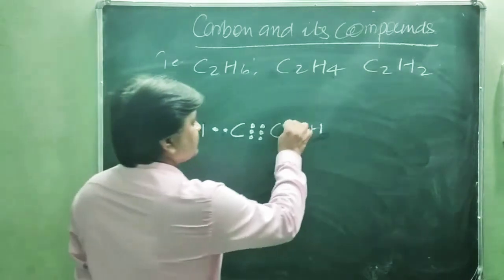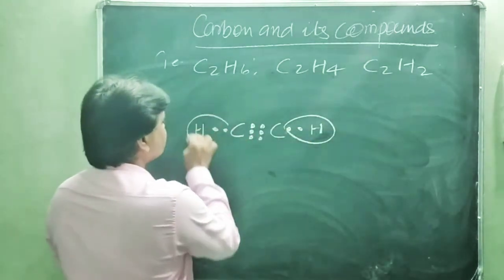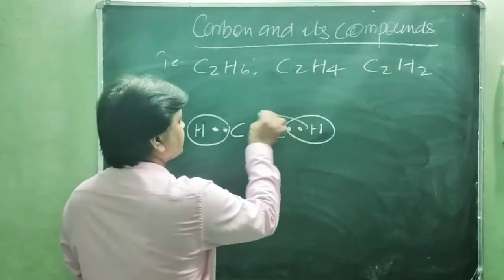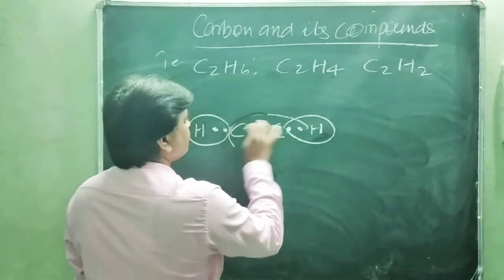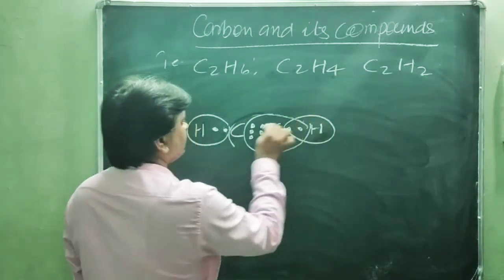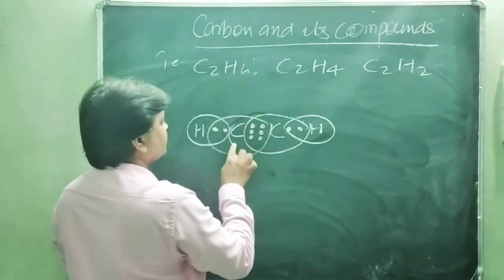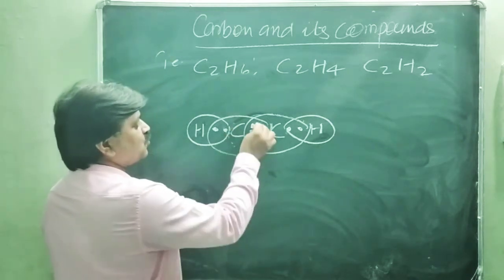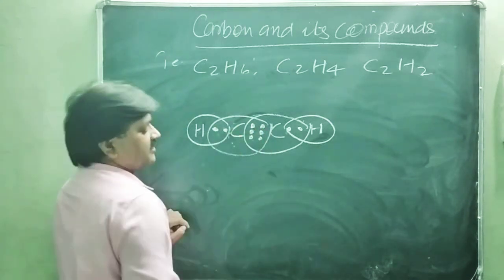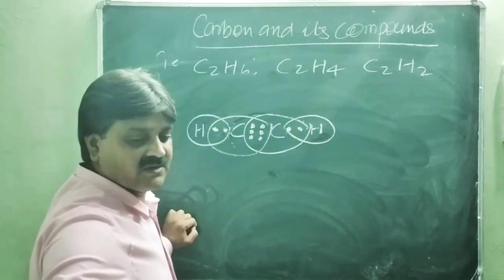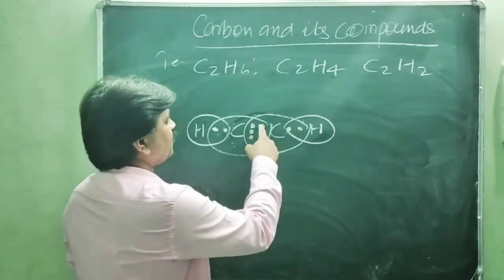And the hydrogen achieves its 2 electrons in this manner, and carbon you will see, this carbon also achieved it this way. So you will see 2 to 4 to 6 to 8, octet complete, and this is 2 to 4 to 6 to 8.